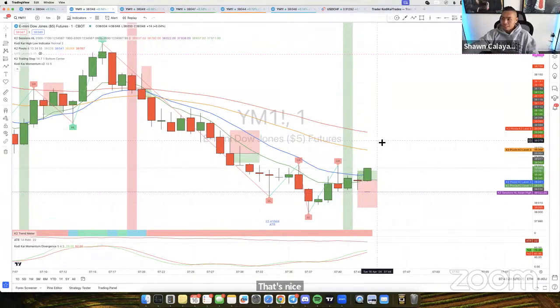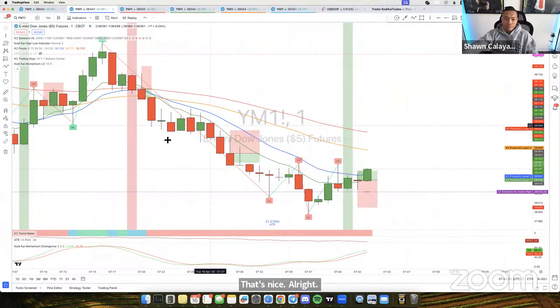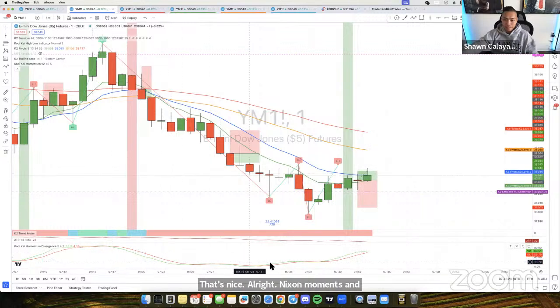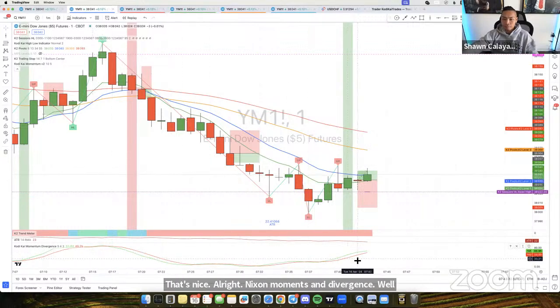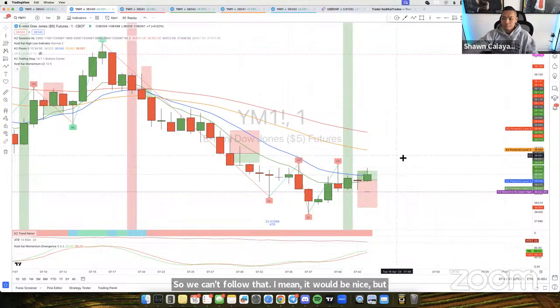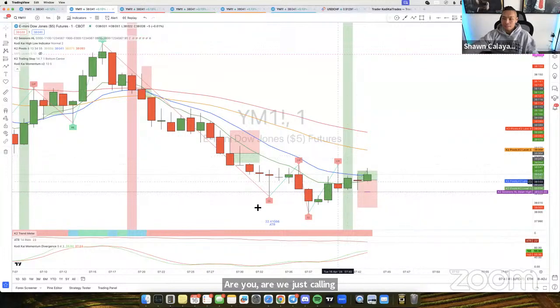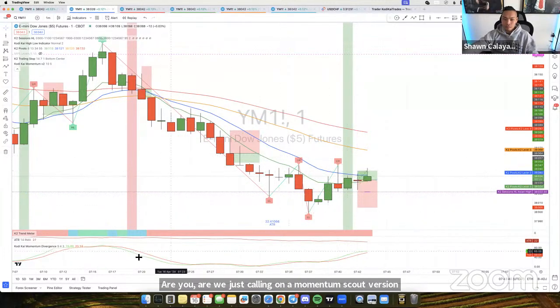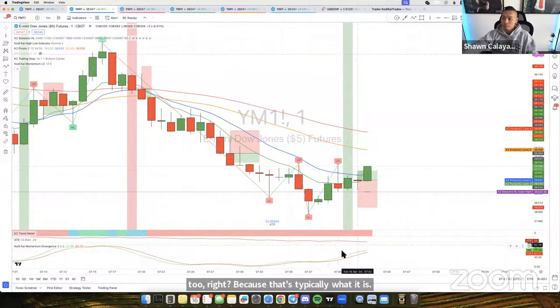All right. Nick said momentum divergence. Well, that's what this strategy is going to be called down here, so we can't call it that. It would be nice, but it'd have to have a small little change to it. MD2. Yeah. Or we just call it a momentum scalp version 2, right? Because that's typically what it is. It's momentum scalp. It's just using the divergence as a confluence.